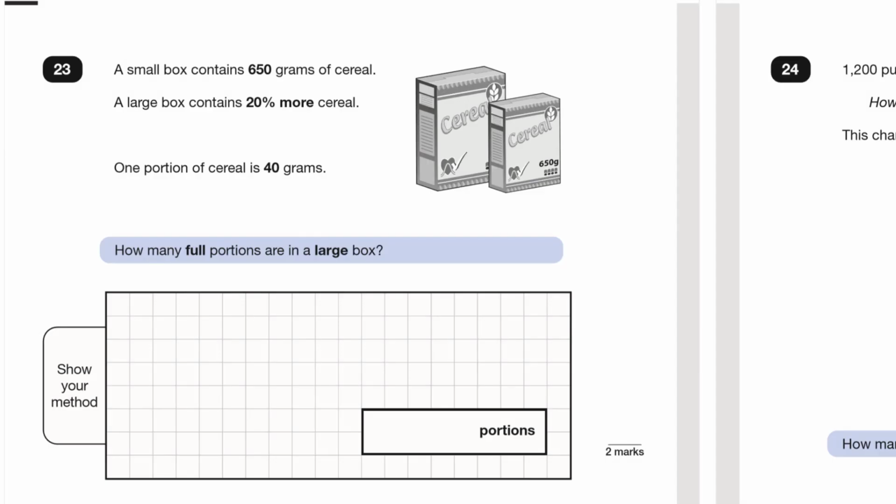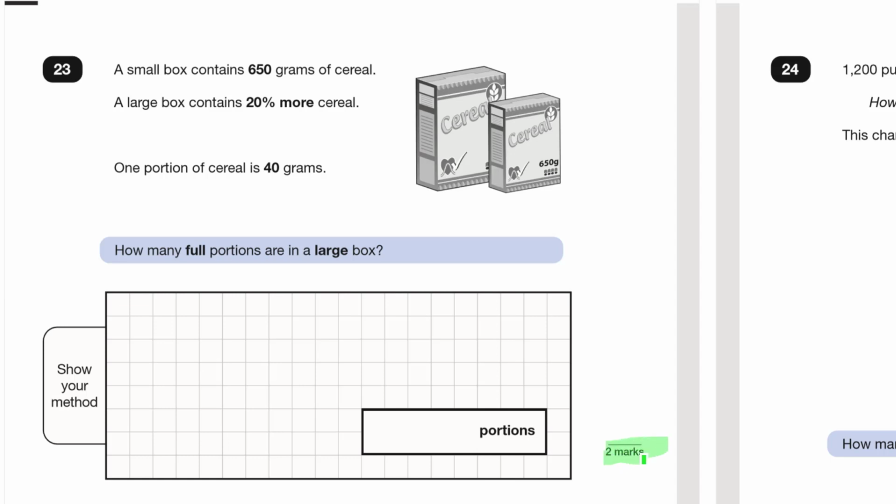Question 23. A small box contains 650 grams of cereal. A large box contains 20% more cereal. One portion of cereal is 40 grams. How many full portions are in a large box? We've got lots of information here, and it's got 2 marks. This tells us that there are more than one step.